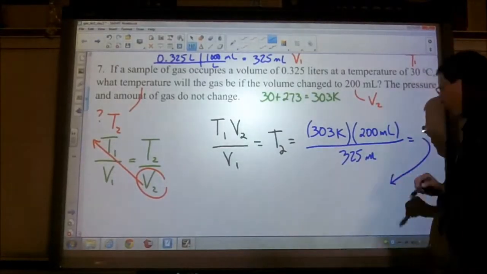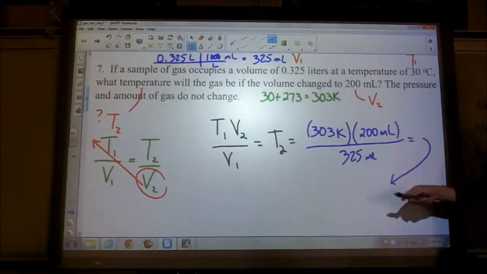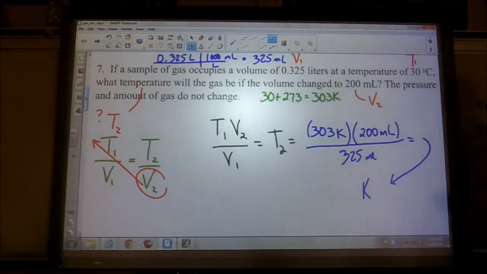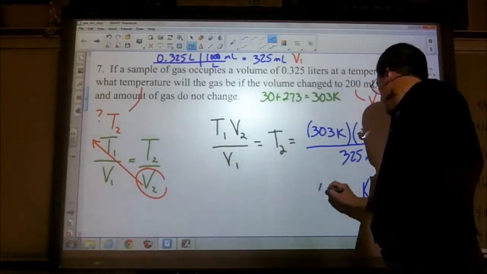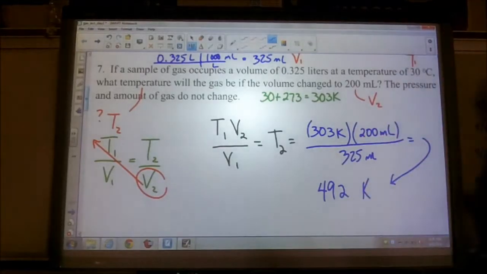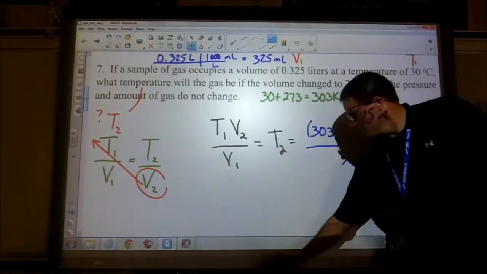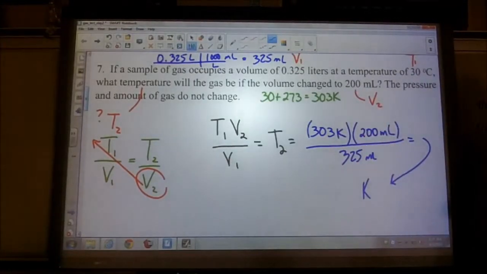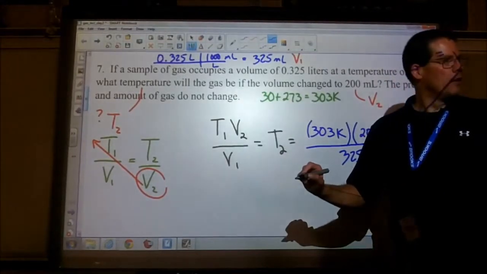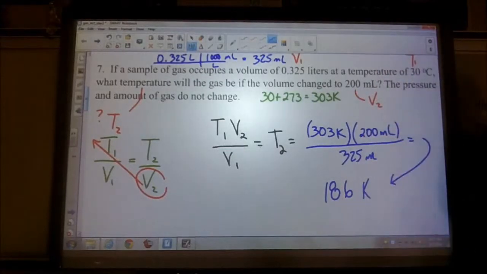What will my unit be for this? Kelvin, because it's temperature and the other two cancel out. And anybody get a number for that? 492? Okay. I don't know. Is that not 492? Thanks, Alan. I'm recording. 186. 186? Oh, okay. 186. Close enough.